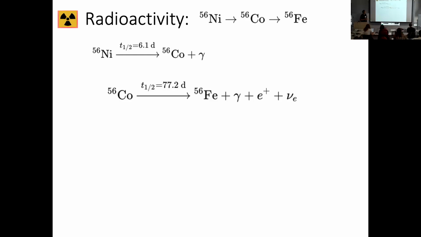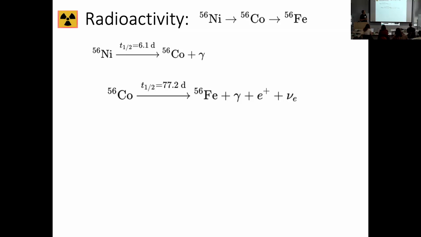So the most canonical case is radioactivity. As I said, this powers Type 1a, so this is the decay of nickel-56 to cobalt-56 to iron-56. Nickel decays through an electron capture reaction with a half-life of 6 days to cobalt.